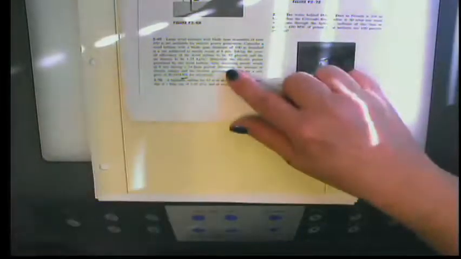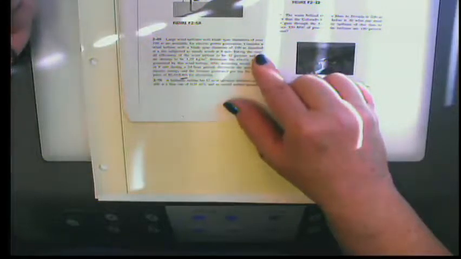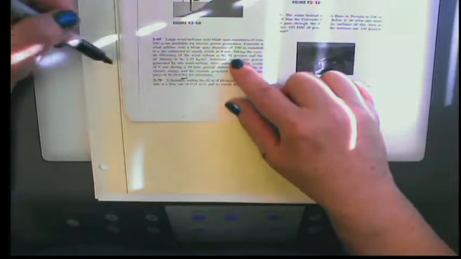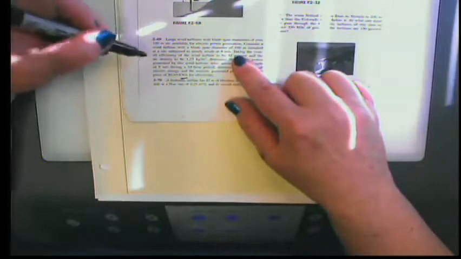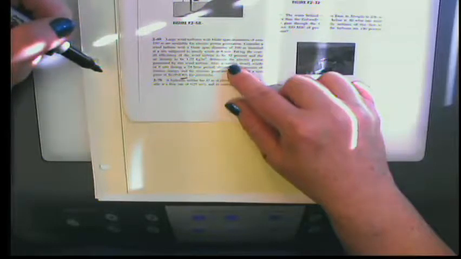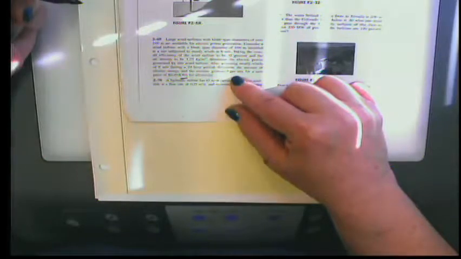Okay, so large wind turbines with blade span diameters of over 100 meters are available for electric power generation. Consider a wind turbine with a blade span diameter of 100 meters installed at a site that is subject to steady winds at 8 meters per second. Taking the overall efficiency of the turbine at 32% and the air density to be this, determine the electric power generated, and if steady winds at this speed for 24 hours, the amount of energy, and the revenue.